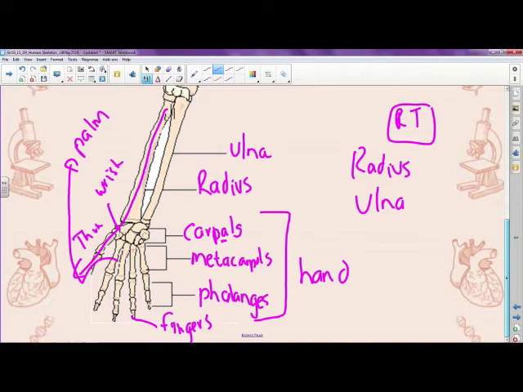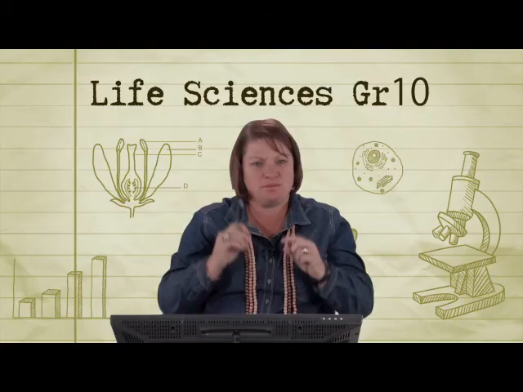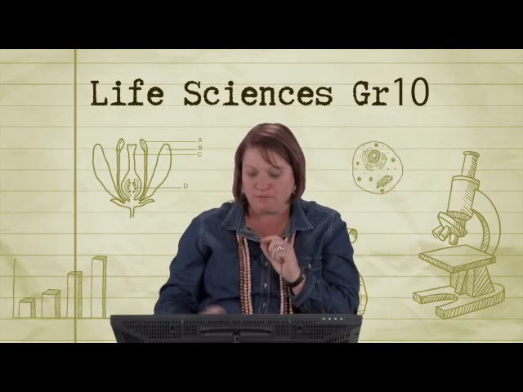Now look here. There are three in each phalange. So in each hand I've got 14 phalanges. Here I've got 5 metacarpals. And in the carpals I've got 8. So when we're learning all the different bones, we don't have to know every single one. Lots of bones make up one structure.